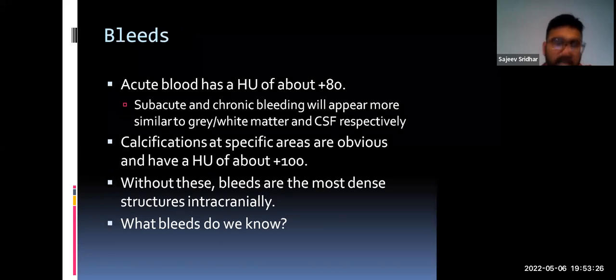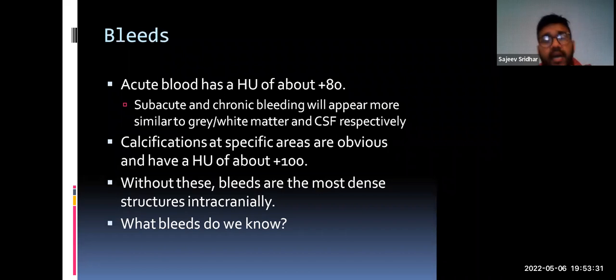As I mentioned before, acute blood itself has a Hounsfield unit of about 80 plus. The main thing is that subacute and chronic bleeding will appear different: subacute will appear similar to gray matter and white matter, and chronic will appear more like CSF. So this is what I mean by them appearing differently to acute blood. Because of these differences, you can draw various other conclusions about what the actual pathology can be.